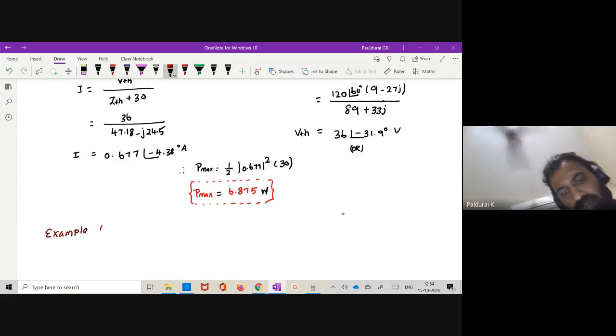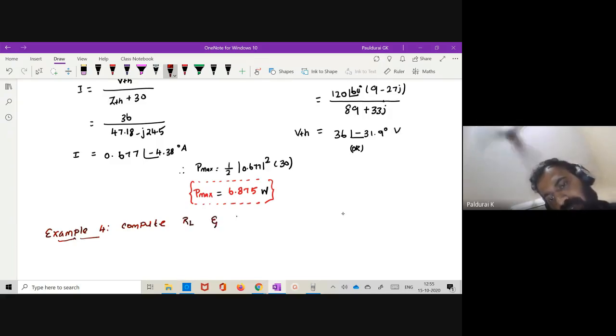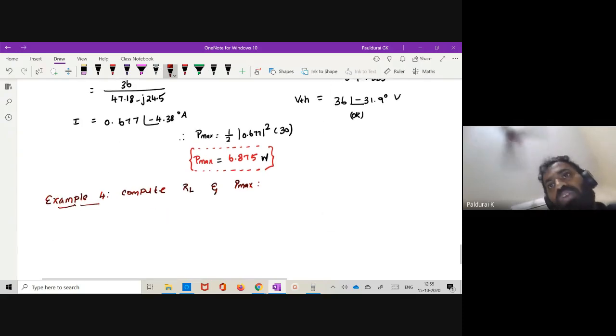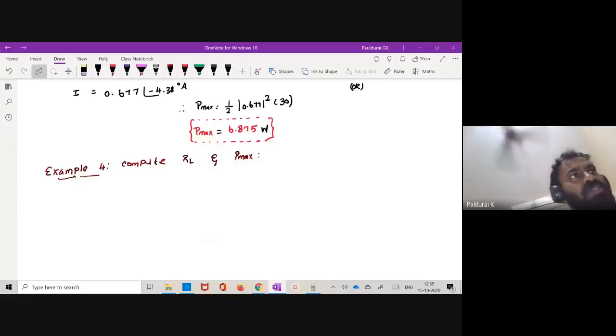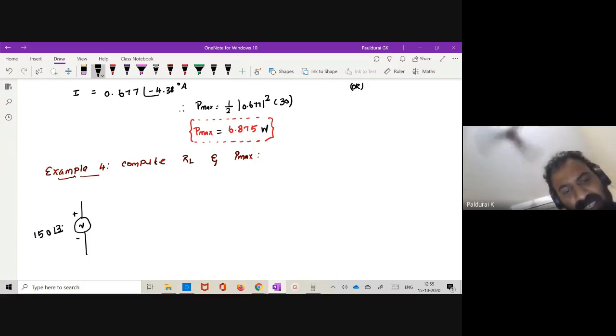You are going to do it by yourself. Here also you want to compute RL, the load resistance for maximum power, and calculate the maximum power dissipated by the load. This time it's a very simple circuit. Can you give me the answer for this problem at least? It's 150 at an angle of 30 degrees volt.